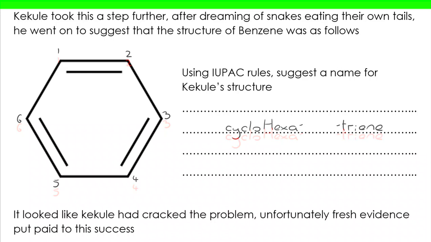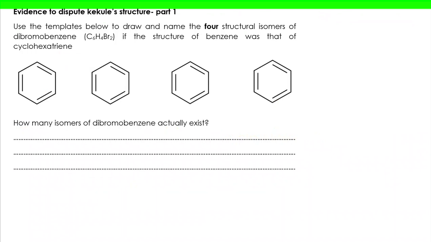But we need to number them. We need to say where they are. So we can see the first one starts on the first carbon, second on the third, third on the fifth: cyclohexa-1,3,5-triene. Now, Kekule did a lot of hard work, but there were huge amounts of evidence that disputed his structure, and we're going to take a look at each of them in turn.